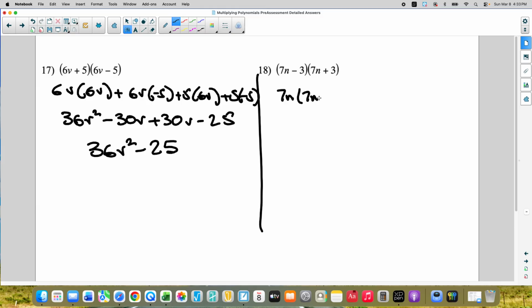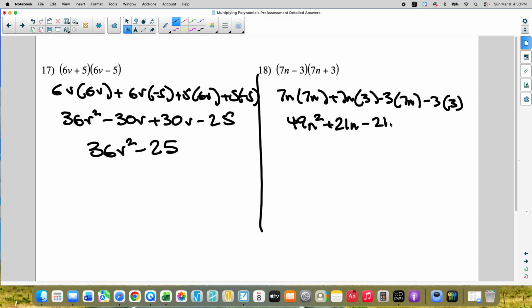7n times 7n plus 7n times 3 minus 3 times 7n minus 3 times 3. That's 49n squared plus 21n minus 21n minus 9. Inside and outside cancel. 49n squared minus 9. 2 terms, subtraction, both perfect squares.